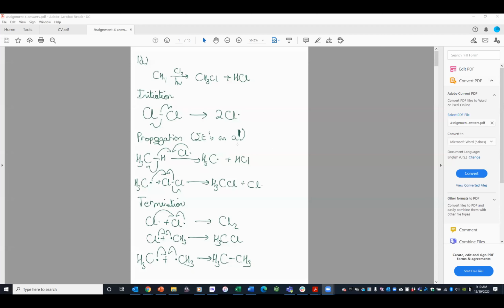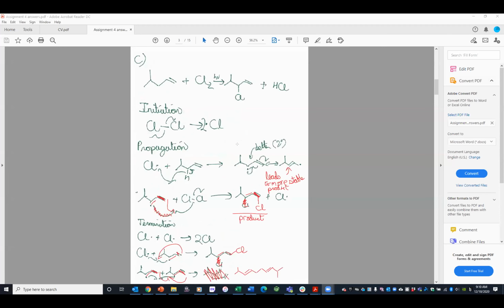So for 1C, just first, I was confused about why that didn't attack the double bond and make two Cls as the product attaching. Like why does that radical attack the hydrogen, the secondary hydrogen? So if it attacks the double bond, the best radical you can get coming out of that would be a secondary radical. Okay. Do you agree?